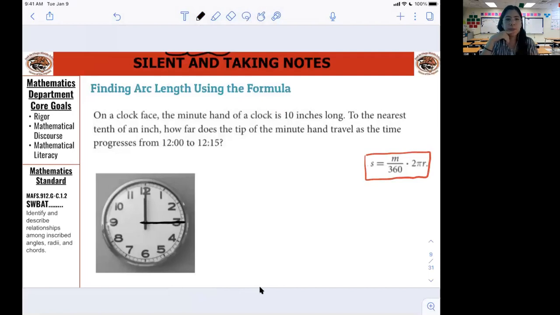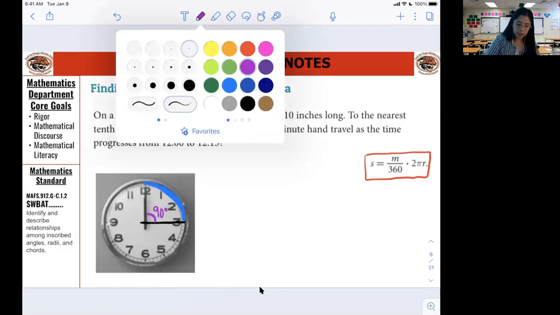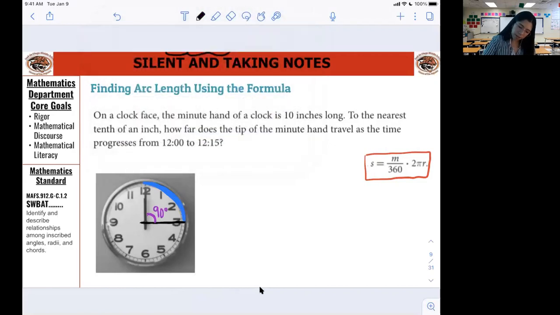All right, so it's at the 15, and we're looking for the distance that the hand travels. So I'm looking for the length of that arc, S. What is the central angle going to be at this point? 90? Good, 90 degrees. And we said that the length of the minute hand is 10 inches.